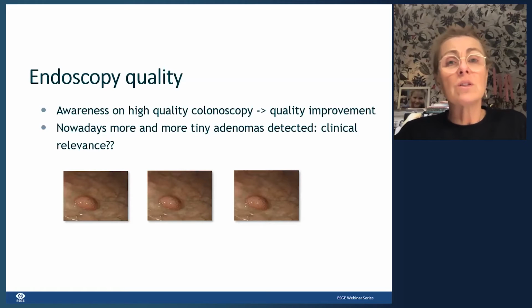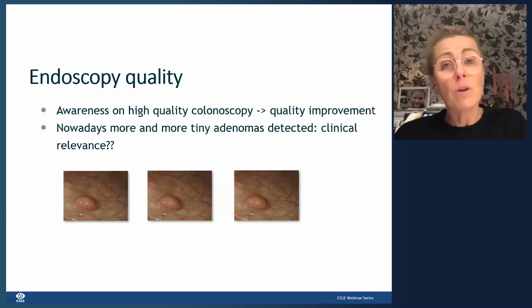Something on the quality: of course, there's a lot of awareness. In the past 10 years, everybody realizes that the better the quality we perform, the smaller the risk for post-colonoscopy cancer. And that definitely has improved quality overall in Europe and worldwide. However, that also comes with detecting more and more very tiny and small polyps. Also with all the improvements in high definition endoscopes, we see more and more polyps. And removing more of those tiny polyps doesn't mean that we need to reduce surveillance intervals, because that would be kind of counterintuitive, right?